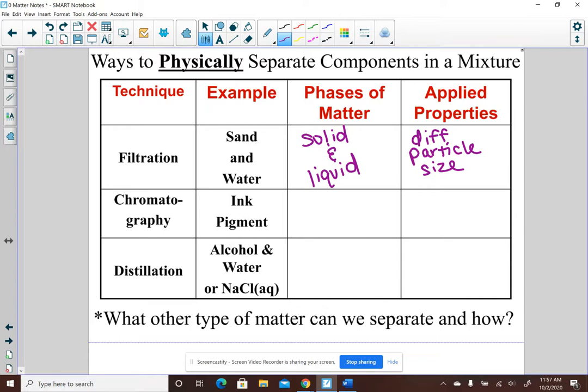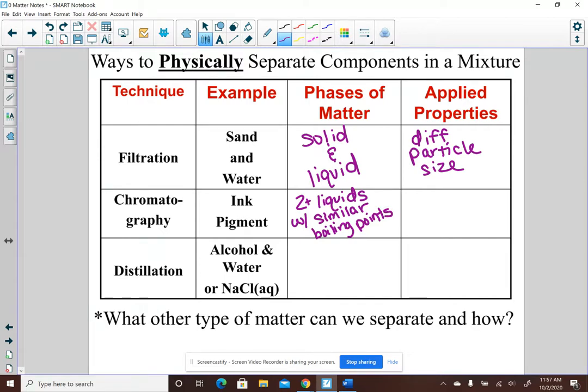Okay, chromatography is our next example or way to separate a mixture, and this works when you have two or more liquids mixed together, but they have similar boiling points. And we'll get to that in a minute. For right now, I'm just going to show you how chromatography works.